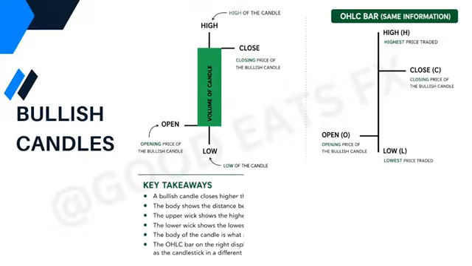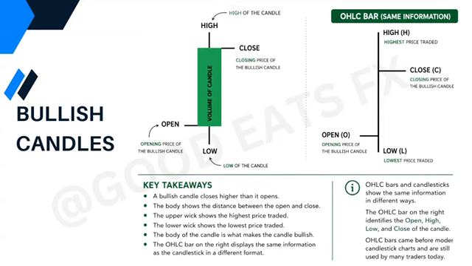Okay, let's move on to actual candlesticks. And the first one that we're going to focus on are bullish candles. So here's some information and key takeaways that you can study. A bullish candle closes higher than it opens. The body shows the distance between the open and close. The upper wick is going to show the highest price traded. The lower wick is going to show the lowest price traded.